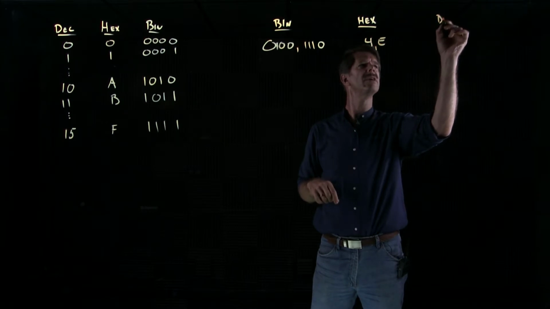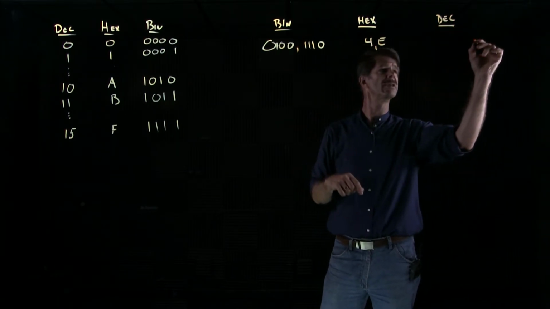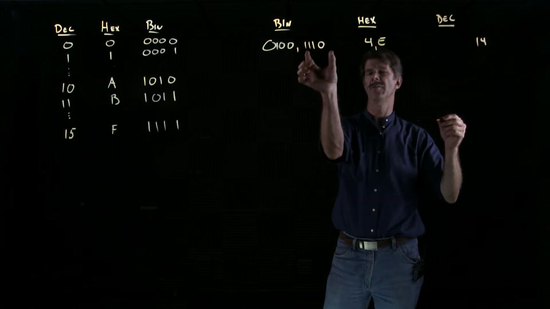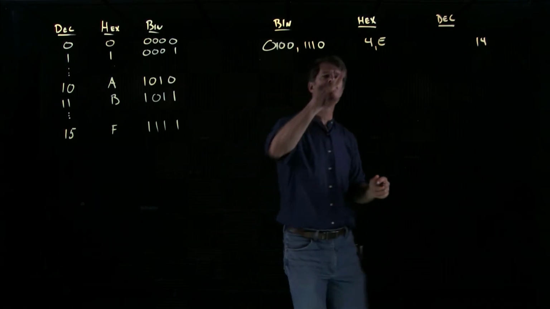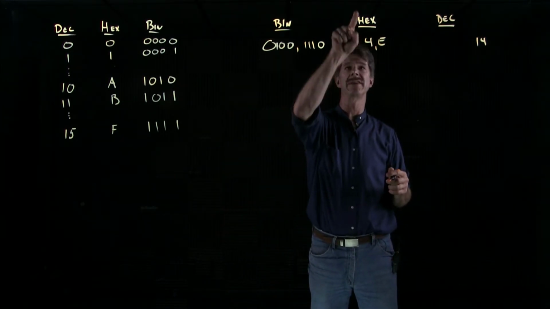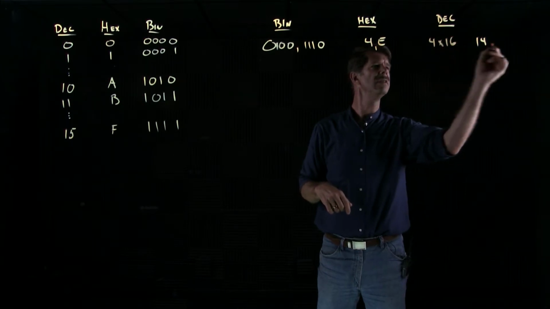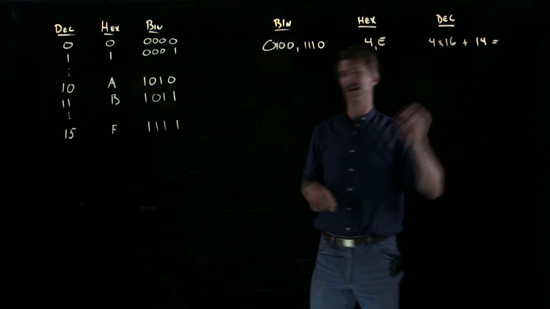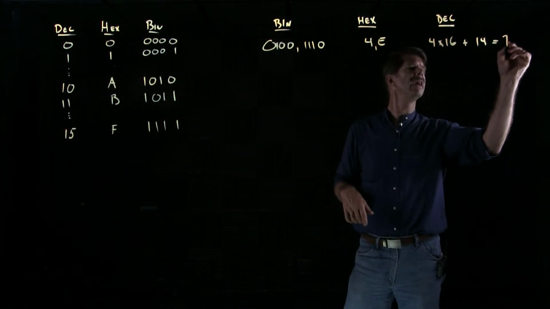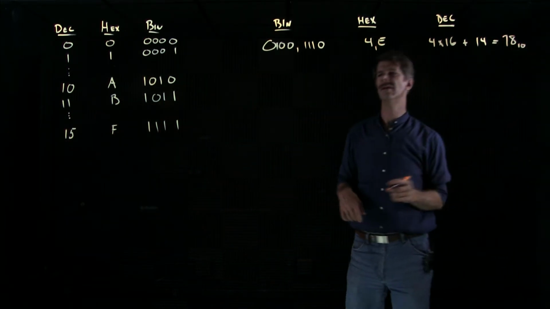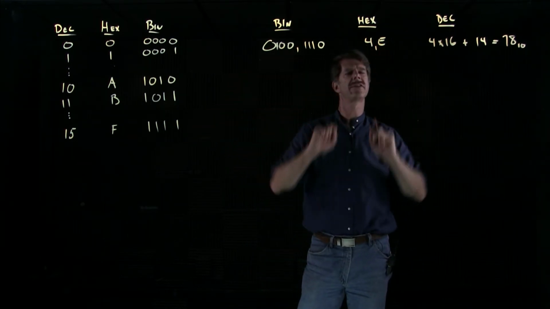And then finally, we could translate this to decimal. We'd have E, which is 14. That's that part of the number. And we'd have 4 times 16, because this is the 16's place in the hex number. So this is 4 times 16. And look at my notes to cheat. That is 78 base 10. So this is just an easier thing to manipulate.